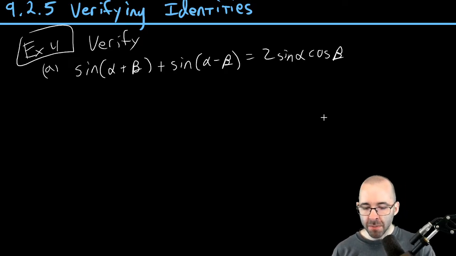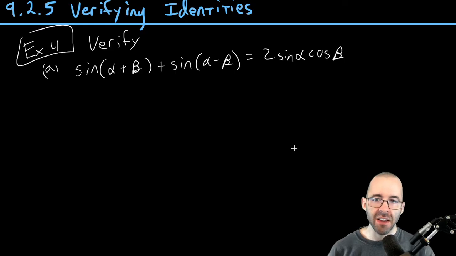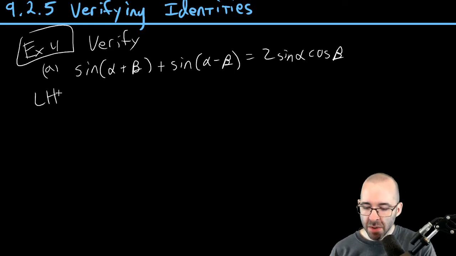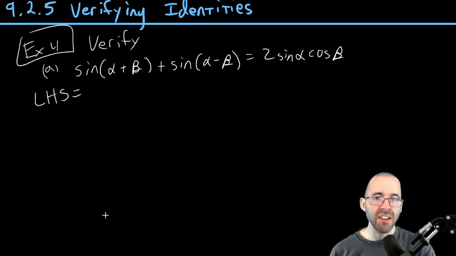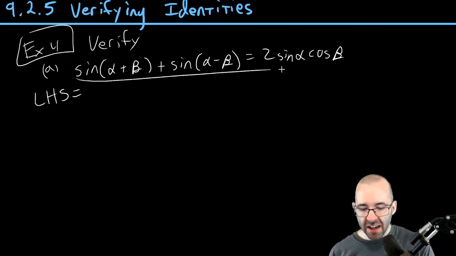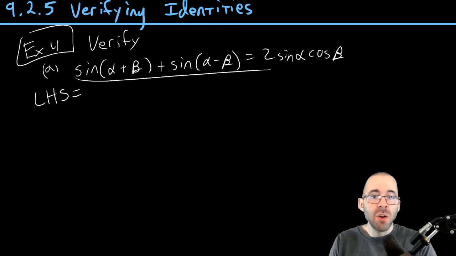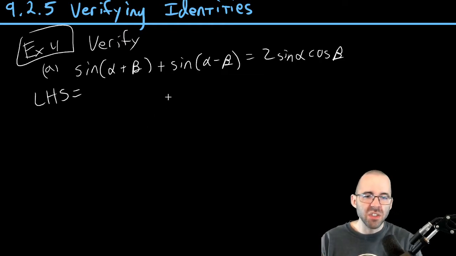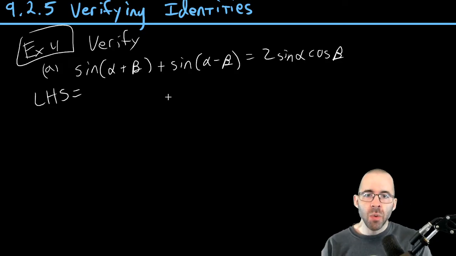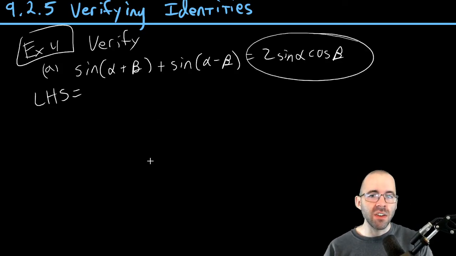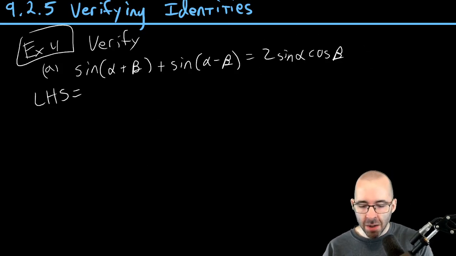But we're going to pick one side and try to get it to look like the other side. We're going to usually start with the more complicated side. So let's look at the left side. That left side, well, let's use the angle sum and angle difference formulas. Let's break it up. We want to make it look like the right side. And the right side has no angle sums or angle differences. So we need to use those formulas. And that's kind of what tells us to use those formulas. We want to see where we're trying to get to. So we've got to break up these guys.